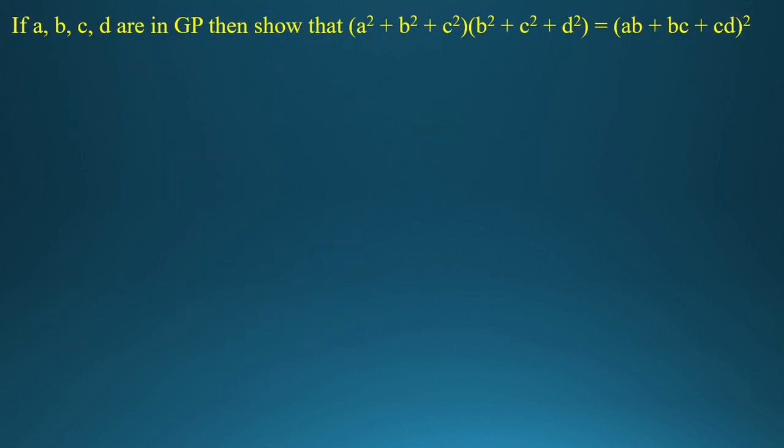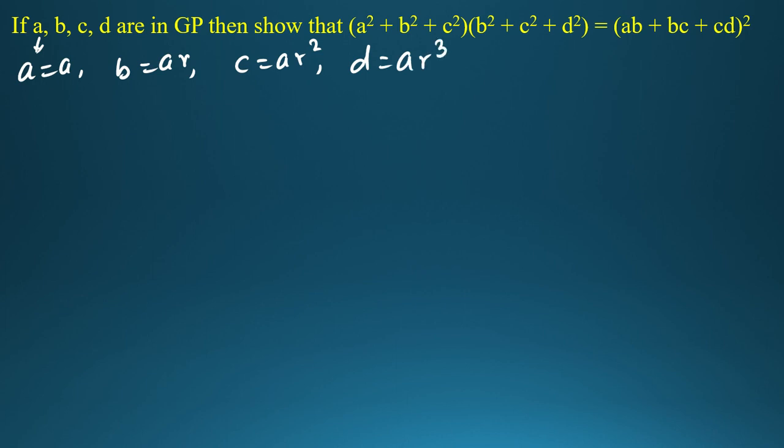Next is, if a, b, c, d are in GP, then show that this expression. Now you see, we have many methods to do such questions, but I guess the easiest one is: a is the first term, and suppose r is the common ratio. So a is the first term, b is equal to ar as the second term, c is equal to ar square as the third term, d is equal to ar cube as the fourth term.